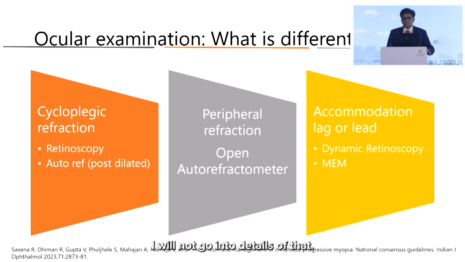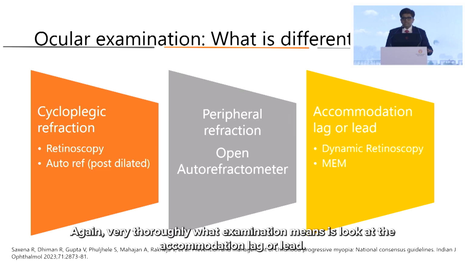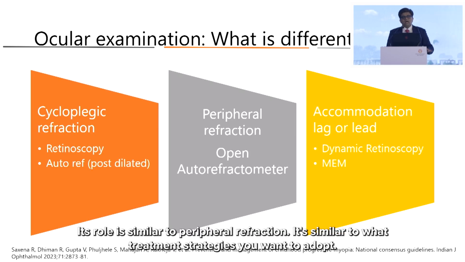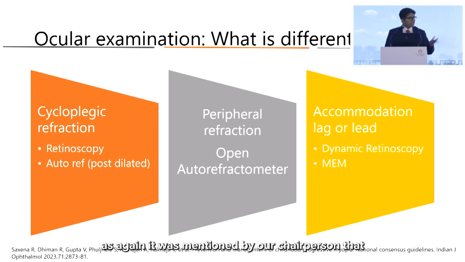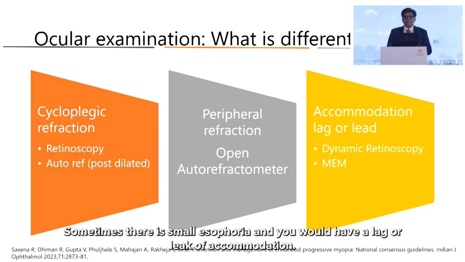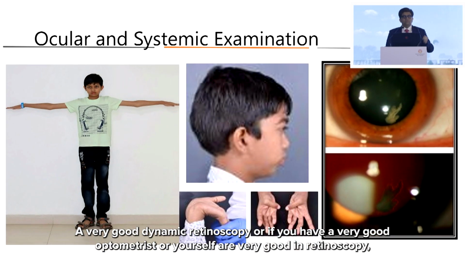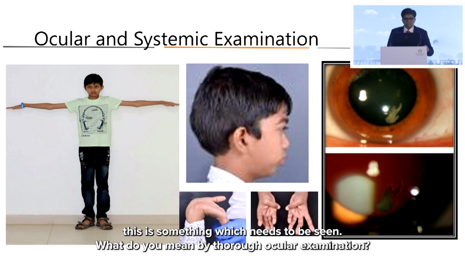I will not go into details of that. Again, very thoroughly, what examination means is look at the accommodation lag or lead. Its role is similar to peripheral refraction. It's similar to what treatment strategies you want to adopt. Again, there's a separate discussion, but this is something which you want to keep in mind as, again, it was mentioned by our chairperson that sometimes there is small esophoria and you would have a lag or lead of accommodation. A very good dynamic retinoscopy, or if you have a very good optometrist or yourself are very good in retinoscopy, this is something which needs to be seen.